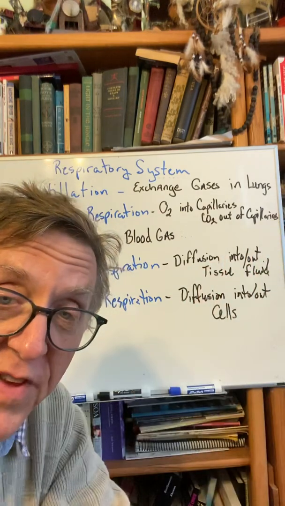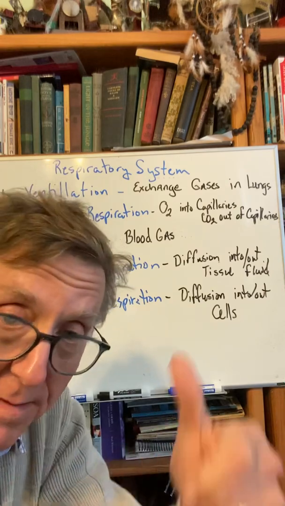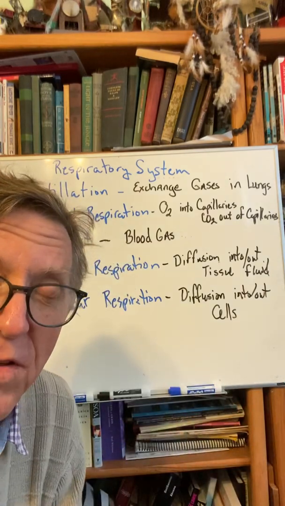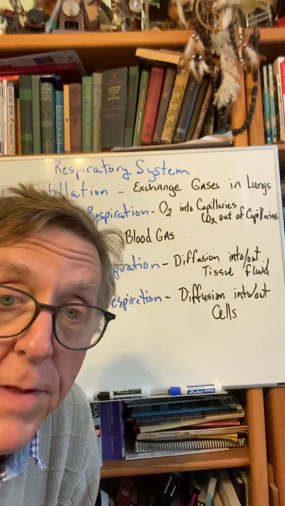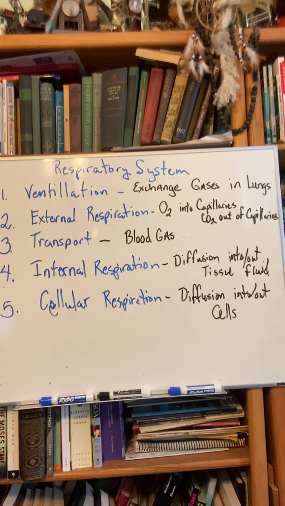We have 5 processes. I'm going to move out of the way so that you can hopefully see them. And Deb, I did move this as close as I can to the board, so hopefully you can read. So here it is. We have these 5 processes, and the very first of them is called ventilation. Now, what is ventilation? It is the movement of atmospheric air into and out of your lungs.